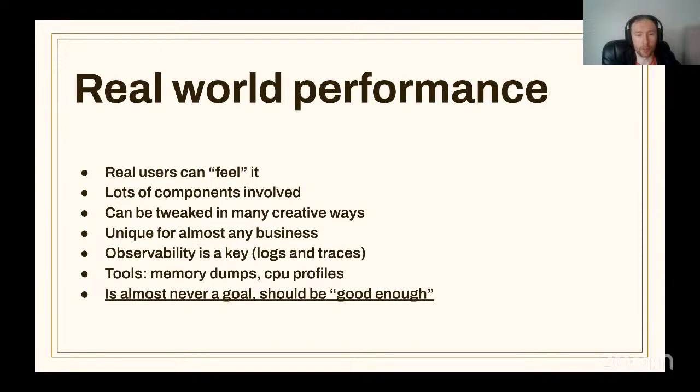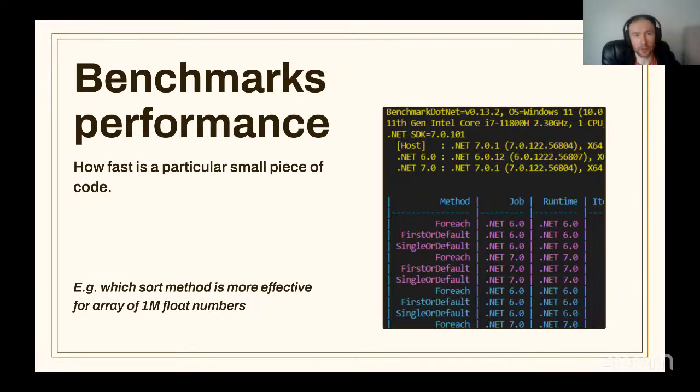And whenever you get some problems, you use some tools like memory dumps and CPU profiles, which you can download from production servers locally and analyze. And one of the definitions of this performance is that it's almost never a goal to have high performance. Performance should be just good enough for users and for a business, so all the users will be happy. The second type of performance is micro benchmark performance, and that is mostly applicable to the article I talked about. It's about how fast a particular small piece of code is.